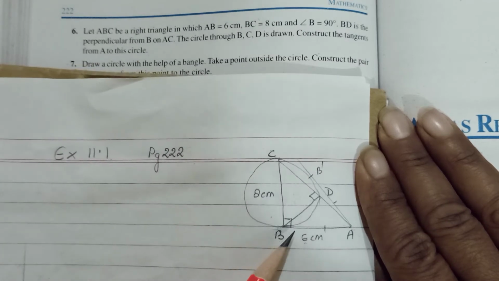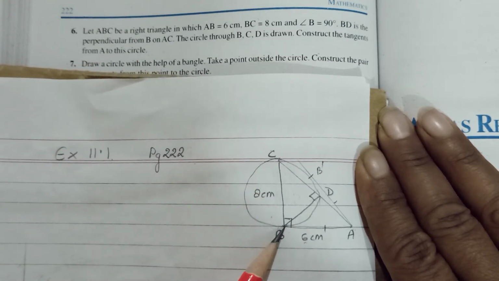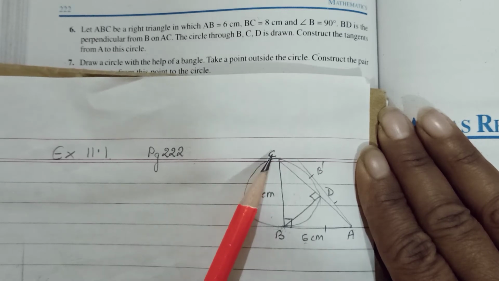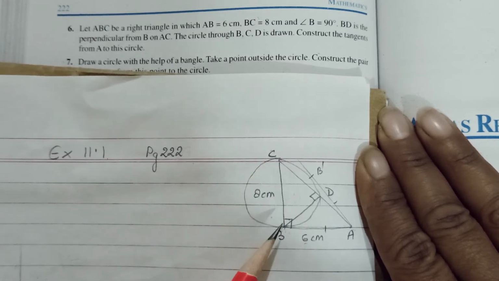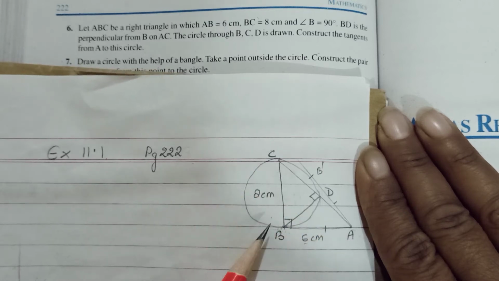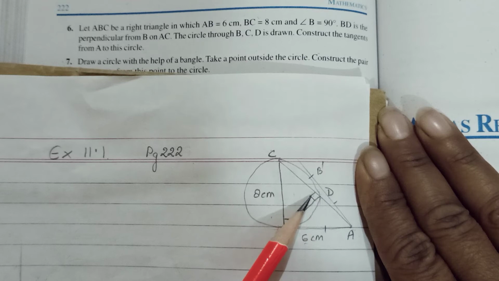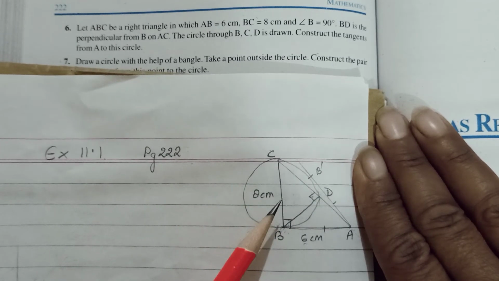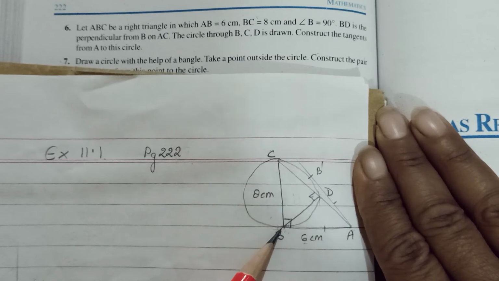So I've just drawn a rough sketch here. Angle B suggested as 90, AB's length 6 and BC as 8. Then it was said BD is supposed to be perpendicular from B on AC. So that was our AC. So BD is a perpendicular on AC. This is what we'll have to draw next. Then we have to draw a circle passing through B, C and D.